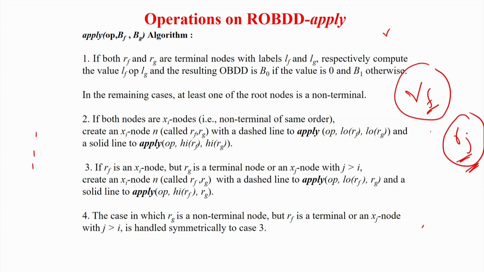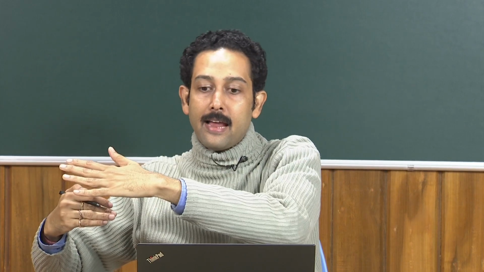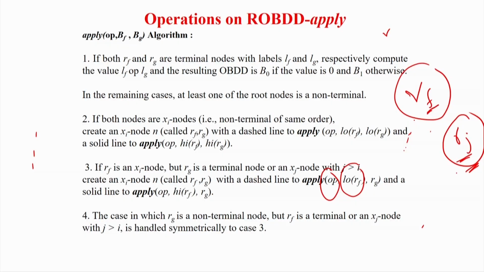Rather, what you will do is keep RJ constant and operate from the right child of RF, then again the right child of RF, then again the right child of RF with RJ. You will keep on doing it till the levels become equal. So you operate the lower value of RF, that is corresponding to the left, with RG. That is basically the RG you are going to operate on.